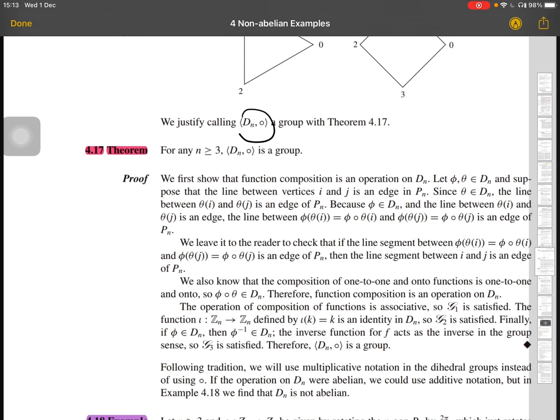Okay, the proof down there. So you can see how the line segment and not line segment are mapped. Okay, and then there is the identity. The identity is the same identity where iota k will map to k, right? And then the inverse. Okay, the inverse is like what you see in a permutation group.